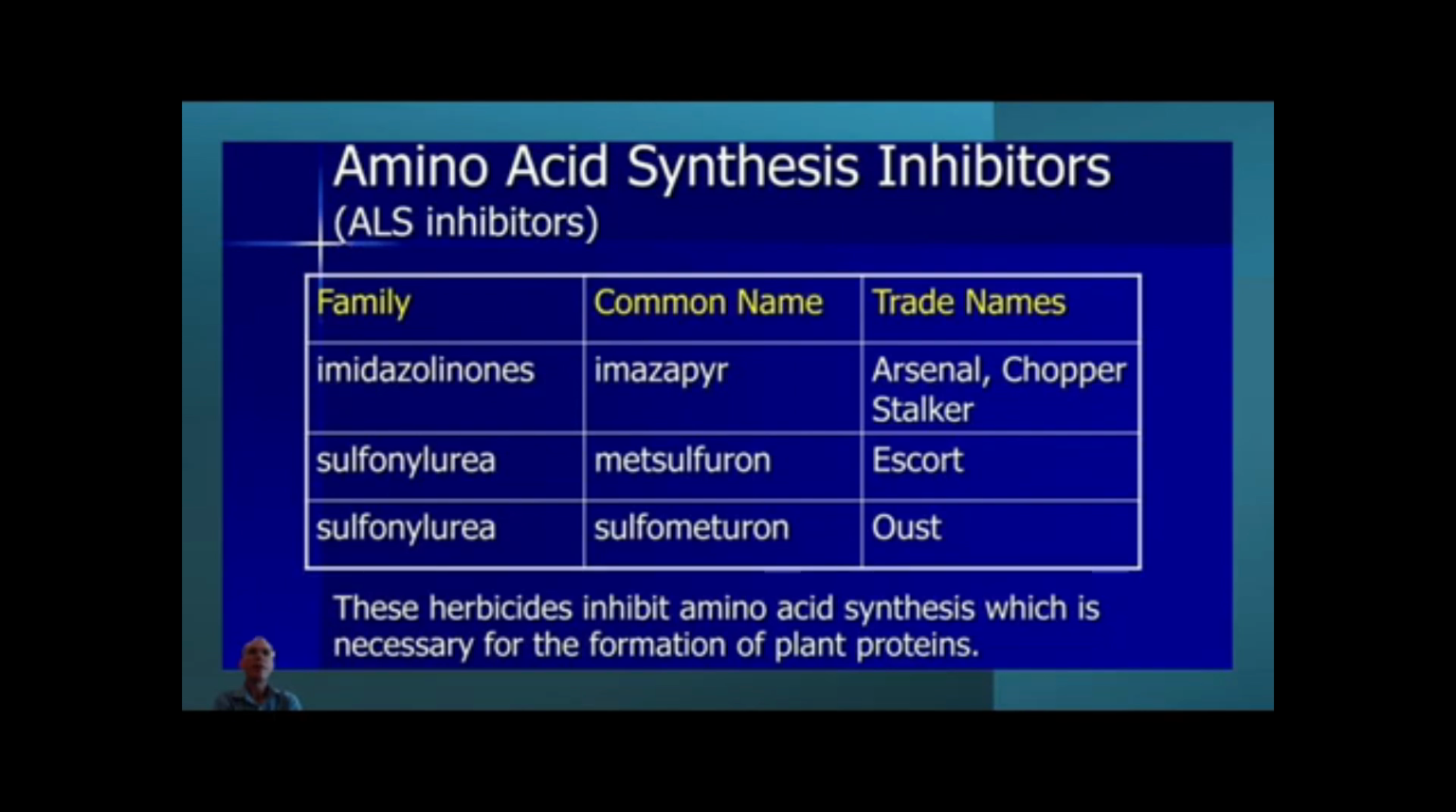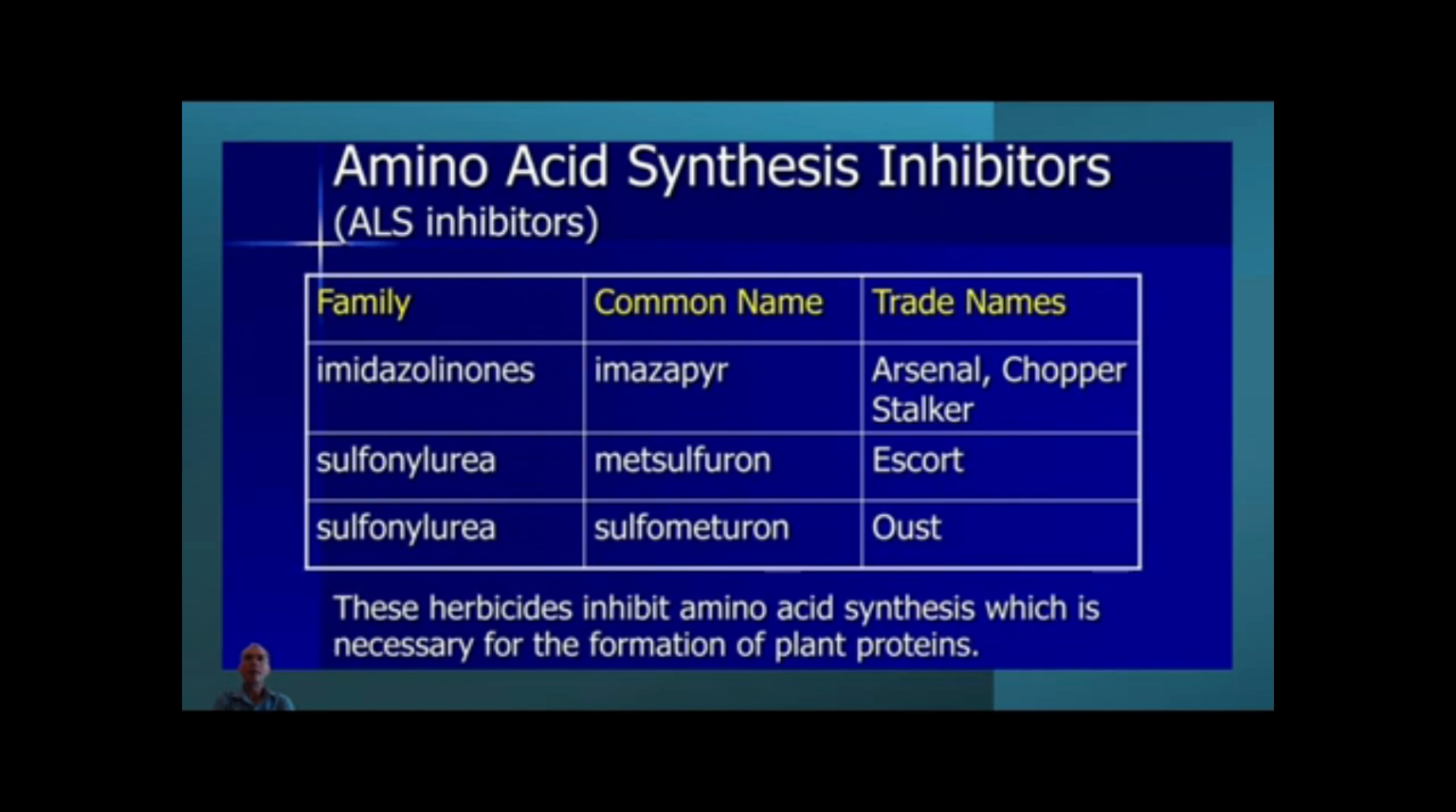Here's a chart on amino acid synthesis inhibitors, ALS inhibitors. We're going to show the family, the common name, and the trade name. Family, imidazolinones, common name imazapyr, trade names Arsenal, Chopper, Stalker. Family, sulfonylurea, common name metsulfuron, trade name Escort. Family, sulfonylurea, common name sulfometuron, trade name Oust.